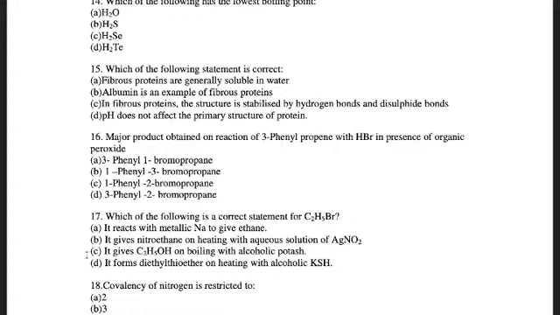It gives nitroethane on heating with aqueous solution of AgNO2. C2H5Br reacts with metallic Na to give butane, gives ethene on boiling with alcoholic potash, and forms the C2H5SH thiol on heating with alcoholic KSH. The answer is option B only.